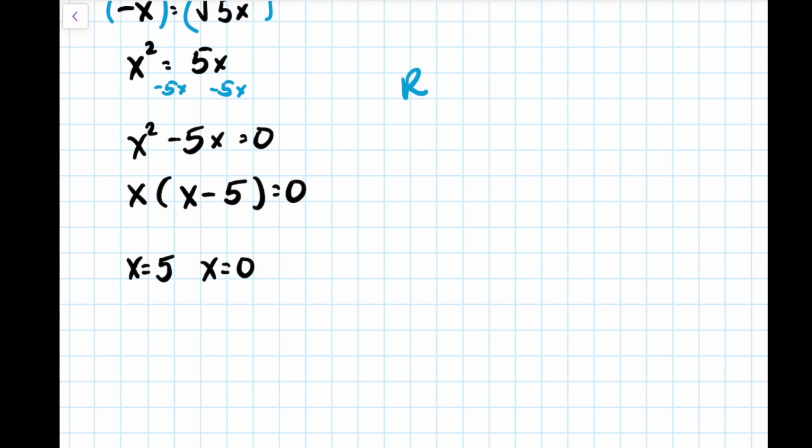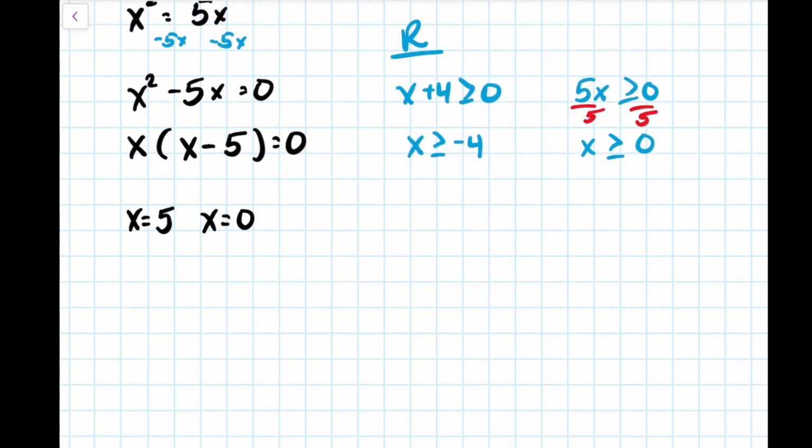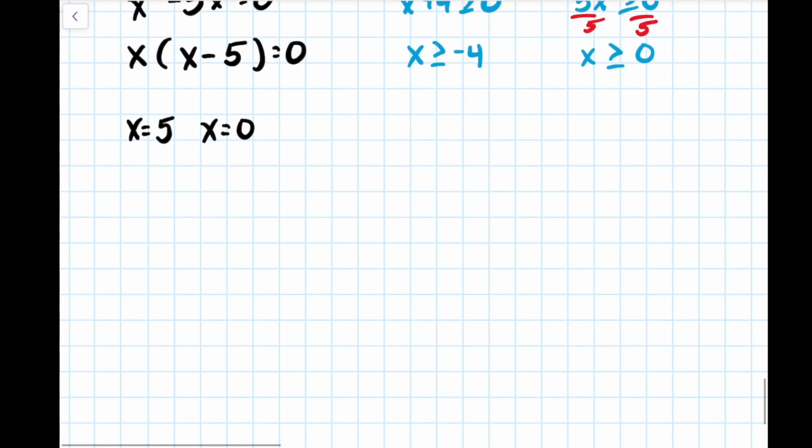So if we look at our restrictions, we have either x plus 4 is greater than or equal to 0, which gets us that x has to be greater than or equal to negative 4. Or we have 5x is greater than or equal to 0, which gets us that x has to be greater than or equal to 0, right? Because you're going to divide both sides of that by 5. Both of our solutions are fine with those, so now we just have to check them. So go ahead, check both your solutions here, see what you come up with, and then come back and see if you agree with what I come up with.